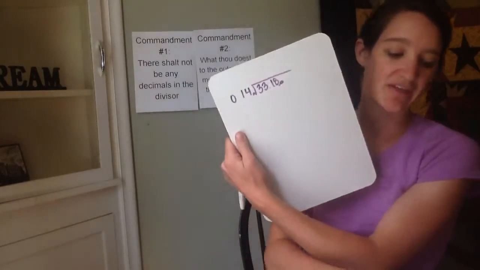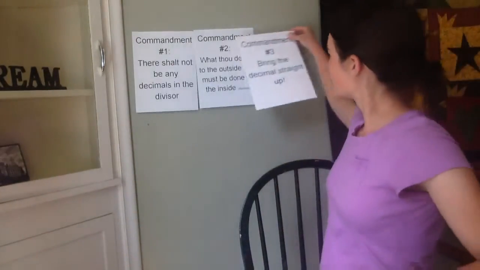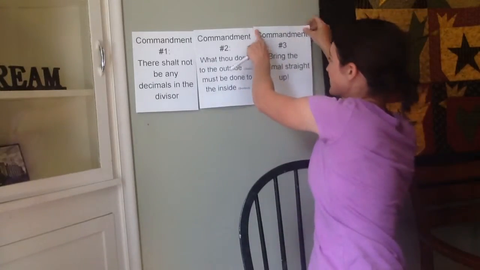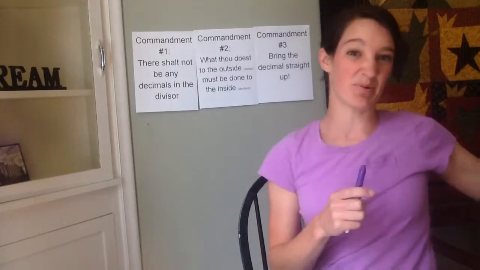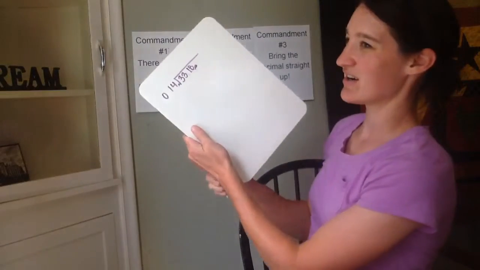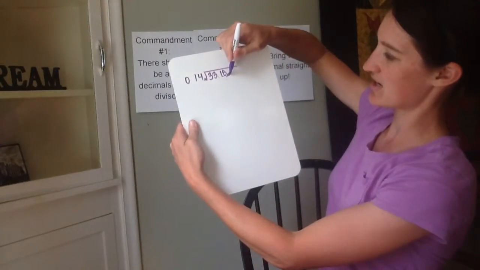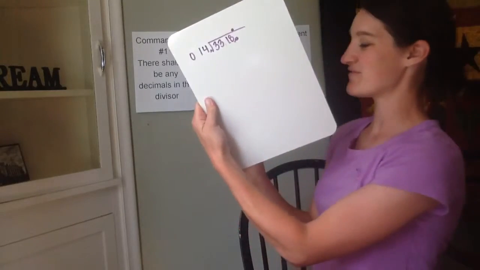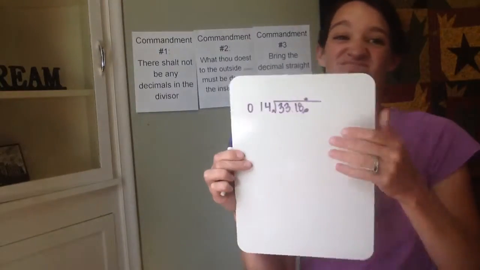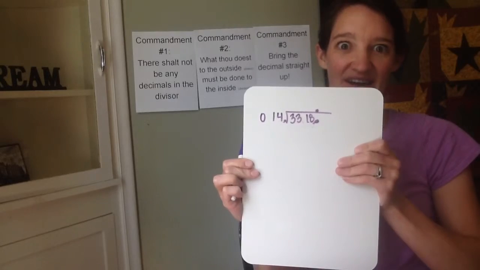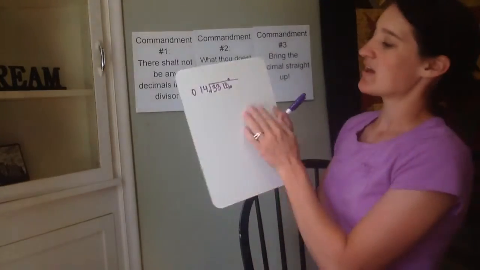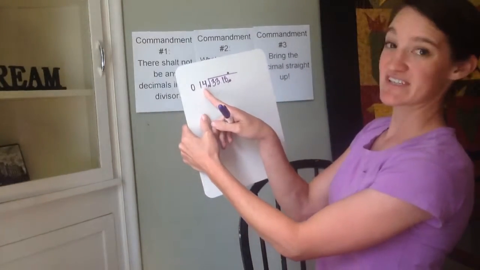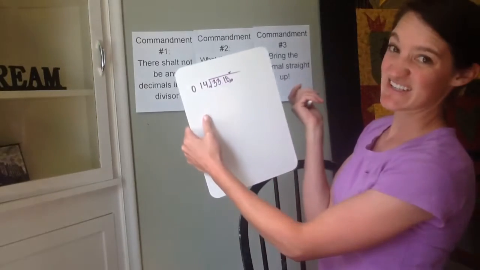Easy, right? The third commandment is, bring the decimal straight up. And all that means is this decimal right here, you need to bring it straight up into your answer, and then from there is easy peasy dividing. So we're just going with 14 into 3,318, right?